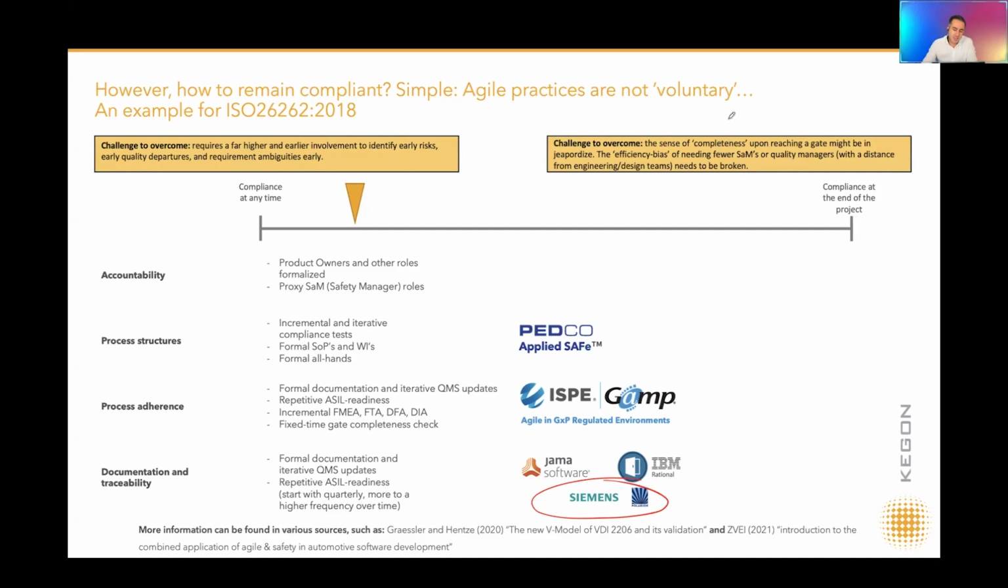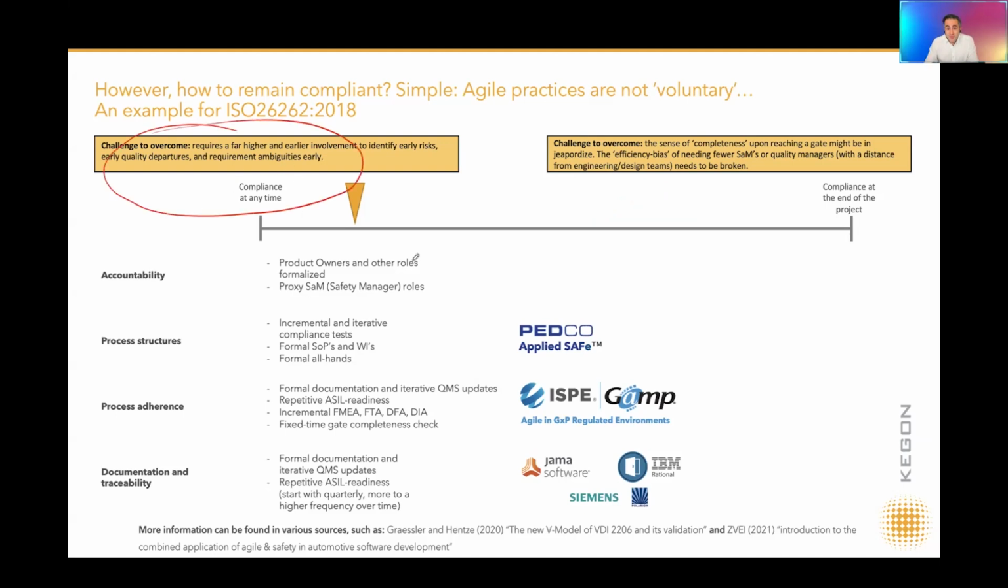And the thing is, there are some challenges that you need to overcome, which is that traditionally there's a sense of completeness that you might have all the way at the end of the project. We have a checklist, like check. Do we have all of the documents? Are the documents signed off by the right people? Because then we're compliant.